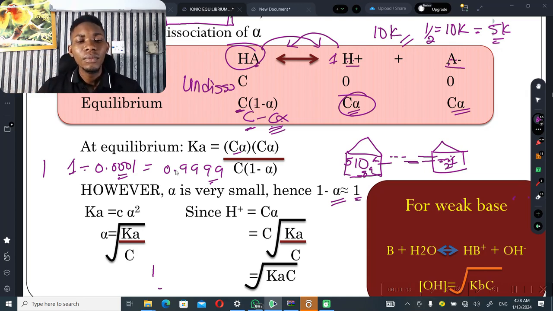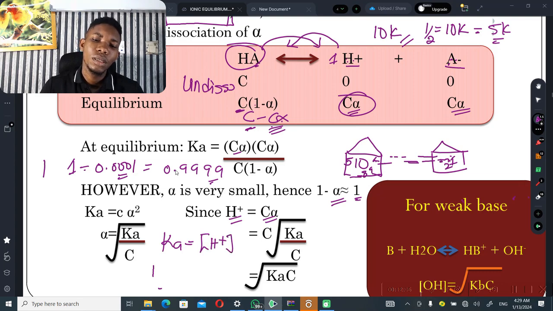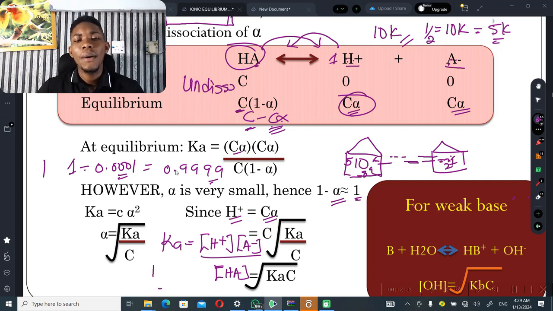Is that okay? So at the end of the day, Ka is equal to C alpha square, right? But you know that H plus is C alpha. I explained to you why H plus is C alpha. I told you that the Ka for this reaction is H plus times A minus divided by HA. True or false? Good. So our C alpha is our H plus. Wherever you see H plus, you can put C alpha there. Are you getting it now?